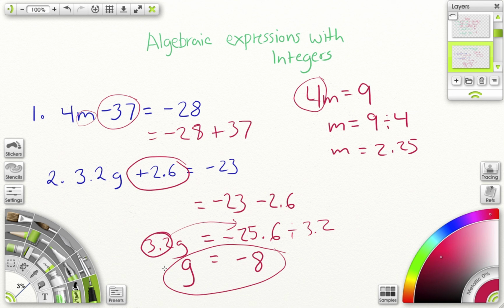And that's that. So first thing you have to do is to take care of the outlier. Once you've taken care of that outlier, then you can do your multiplication or division to isolate the variable by itself.